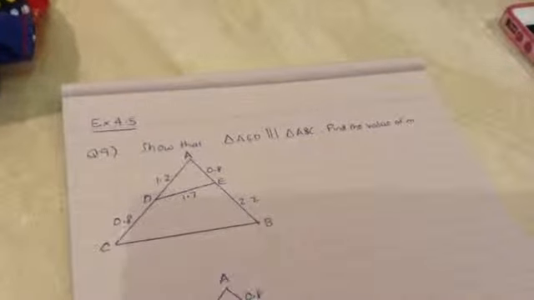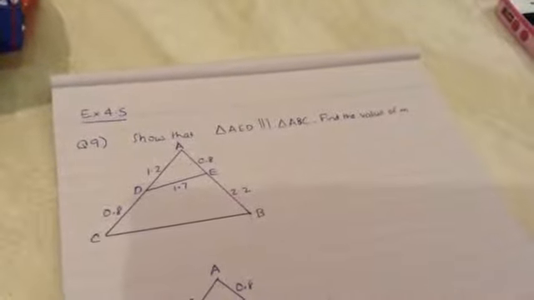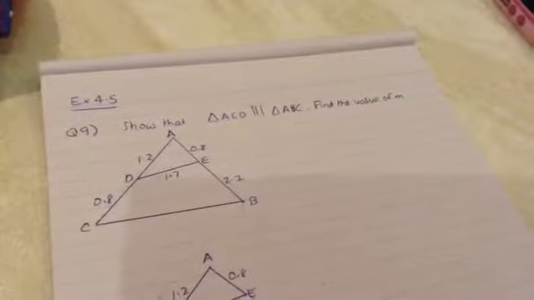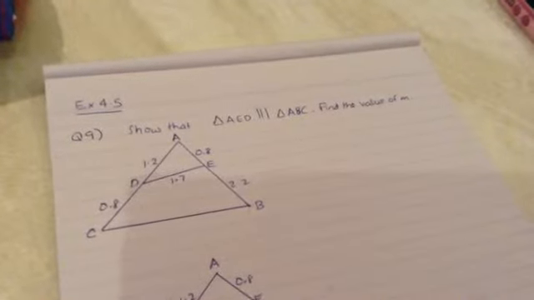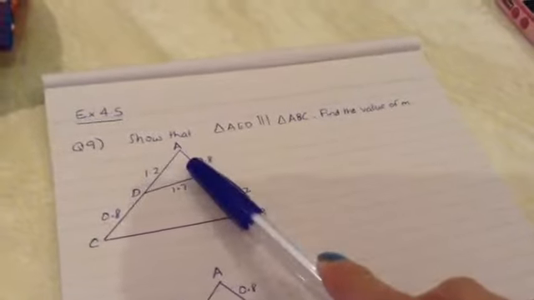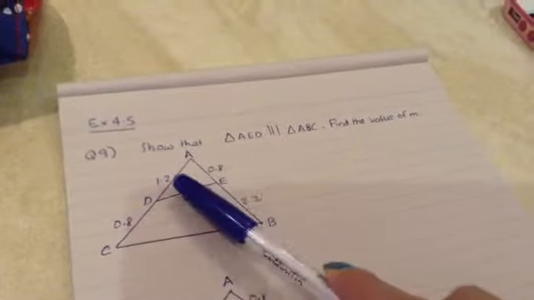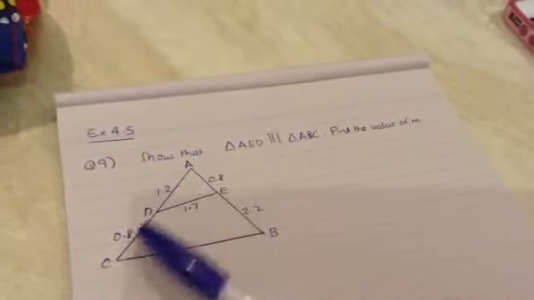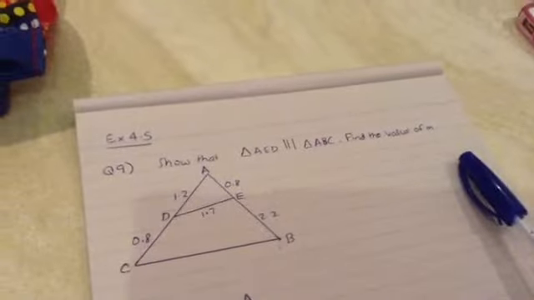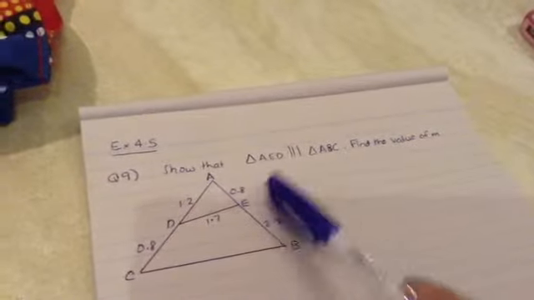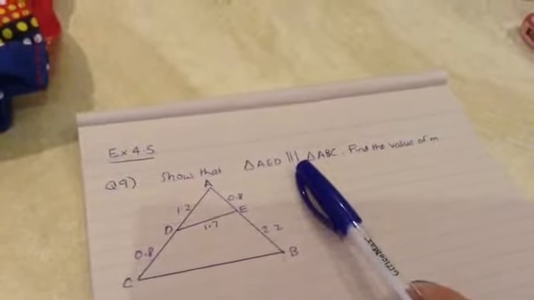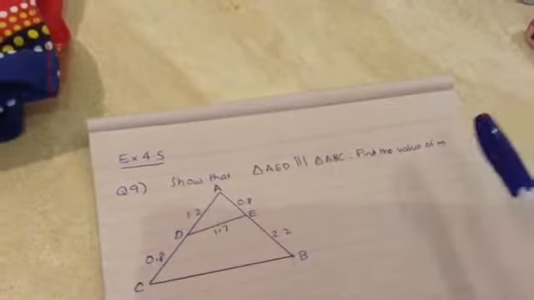Okay, let's look at a question in exercise 4.5. It's question 9. It says, show that triangle AED is similar to triangle ABC. So show that this small one is similar to that large one. And then find the value of m. We'll do that at the end. We need to show this. We have to prove that the two triangles are similar.